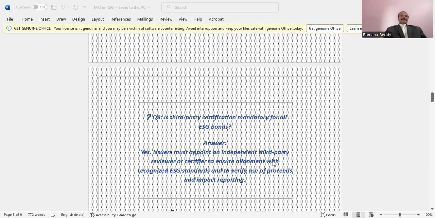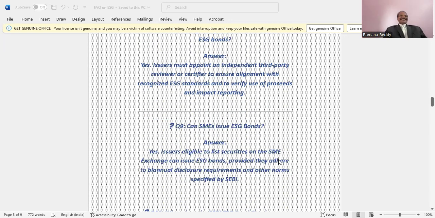Is third-party certification mandatory for all ESG bonds? The answer is yes. The issuer must appoint an independent third-party reviewer or certifier to ensure alignment with recognized ESG standards and to verify use of proceeds and impact reporting. Can SMEs issue ESG bonds? The answer is yes. Issuers eligible to list securities on an SME exchange can issue ESG bonds, provided they adhere to biannual disclosure requirements and other norms specified by SEBI.